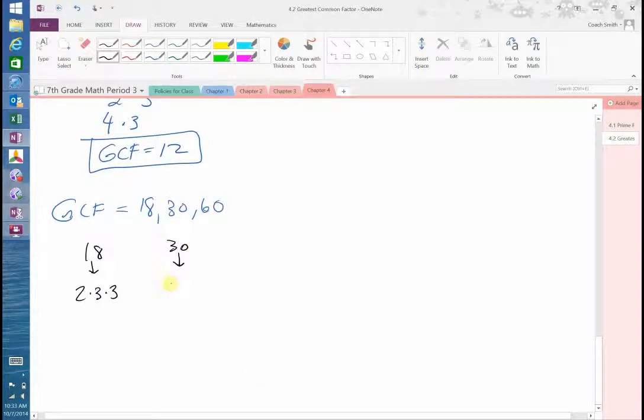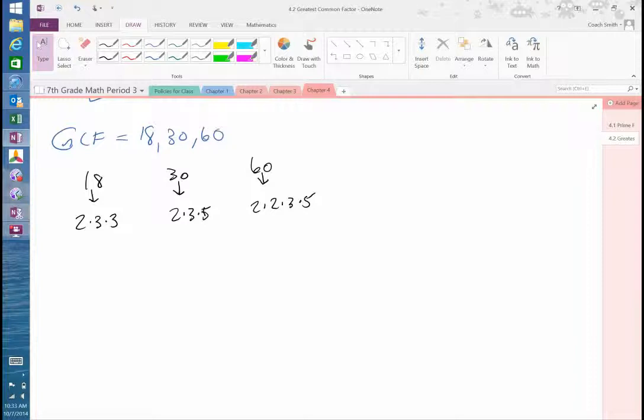Noah, prime factorization of 30. 2 times 3 times 5. 60, Owen. 2 times, okay, times 3 times 5. Okay, obviously, factor tree or inverted division to come up with those answers. That's not our answer. That's just the process to get to our answer.